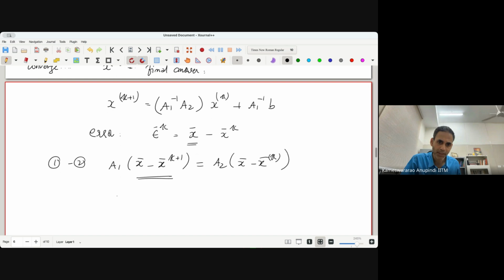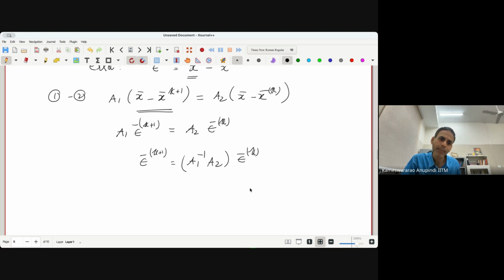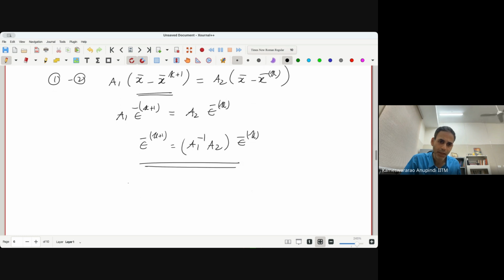Now we know that the error at the k plus 1 iteration equals A2 times the error at the kth iteration. That means, by bringing A1 to the right hand side, I can write this as A1 inverse A2 times the error at the kth iteration. Or we can also write the error at the kth iteration as (A1 inverse A2) to the power k times the error at the 0th iteration. If I repeatedly apply this, I can obtain this formula.